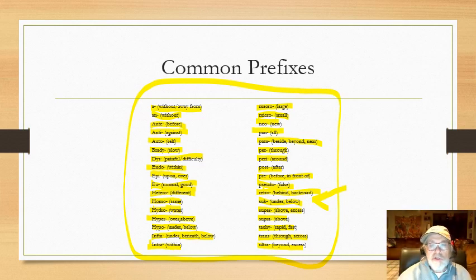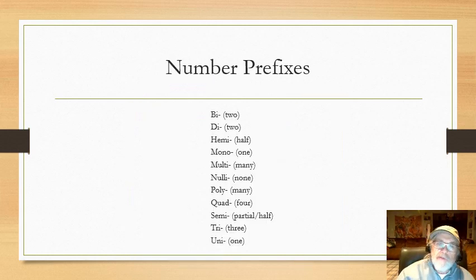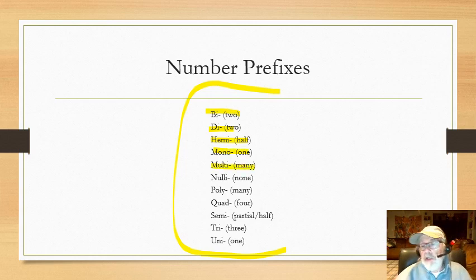So there are some common prefixes. Again, these are just a few. We'll have a lot more prefixes as the semester goes on, but these are some. We have some number prefixes, and some of these we've talked about already. Di and bi both mean two. Hemi, we mentioned, means half. Mono means one. Multi means many, multiple.